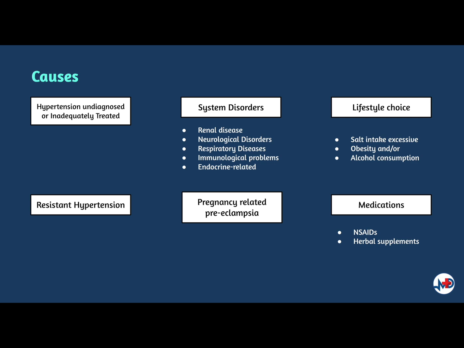Not forgetting pregnancy-related disorders such as preeclampsia or HELLP syndrome, which stands for hemolysis, elevated liver enzymes, and low platelets, and of course a state of eclampsia, which are all important causes of hypertensive emergency in a pregnant woman. Last but not least, not forgetting lifestyle choices as well as medications which can precipitate a state of hypertension. These include intake of non-steroidal anti-inflammatory drugs and herbal supplements.